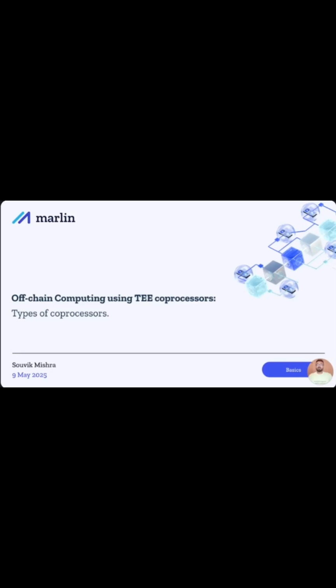Hi everyone, welcome back. In previous lectures, we had discussed what rollups and coprocessors are, how they work, and when to use one versus the other. Today, we are going a level deeper. We'll look at the different types of coprocessors that exist today, how they differ in design and trust models, where they shine, and what trade-offs they bring to the table. So without further ado, let's dive in.